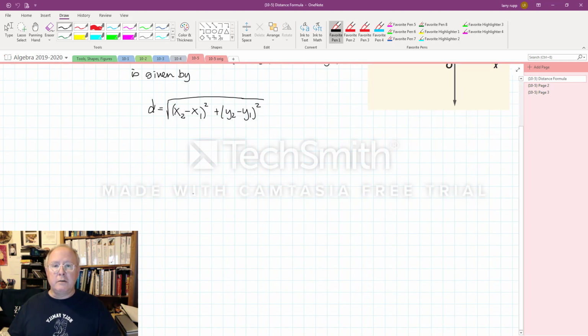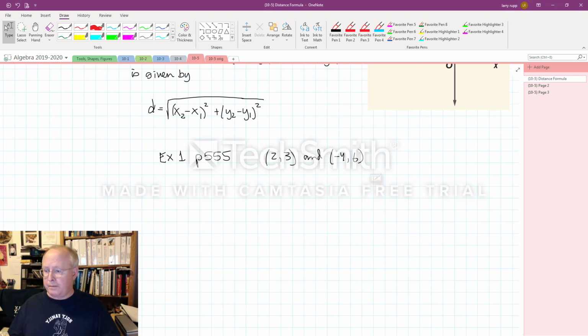Okay, let's do an example. Let's do example 1, and that's on page 555. It says find the distance between 2 points at 2, 3 and -4, 6.